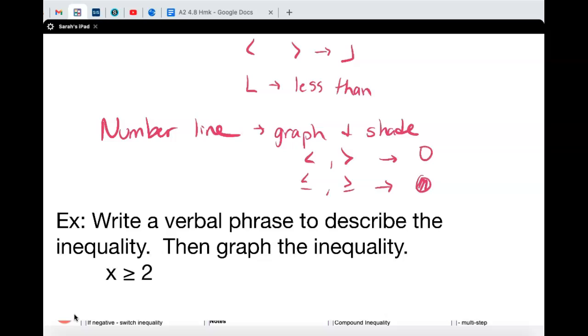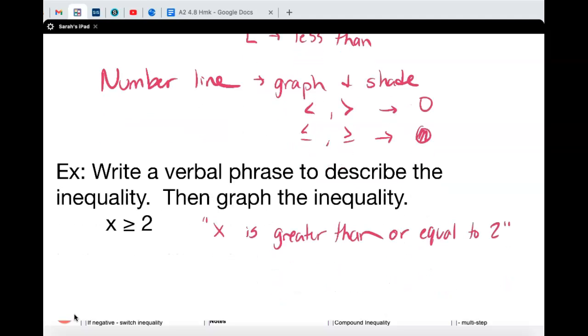So first example: write a verbal phrase to describe the inequality, then graph the inequality. How would you actually read this out? X is greater than or equal to 2. That's literally what you have to write down. That's what verbal phrase means. Verbal means words, so write in words. And it says graph the inequality.